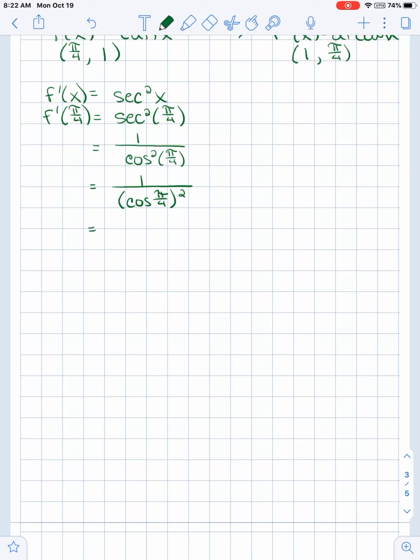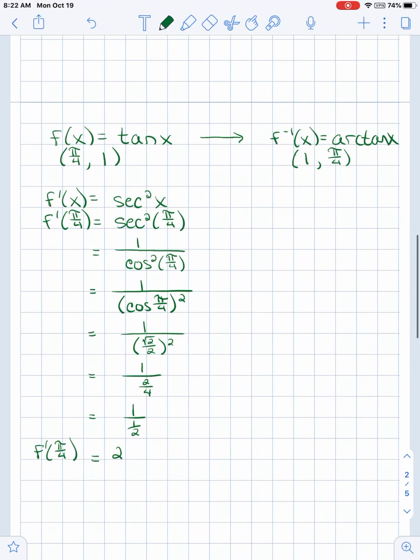Now the algebra gets fun. Let's see, cosine of pi over 4, that's root 2 over 2. And if we square root 2 over 2, the square root of 2 squared is 2, and the denominator, 2 squared, is 4. 2/4 is the same thing as 1/2, and 1 divided by 1/2 is 2. Yikes. A lot of places where mistakes can happen.